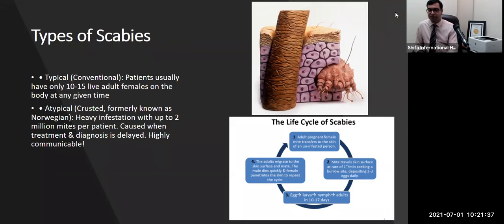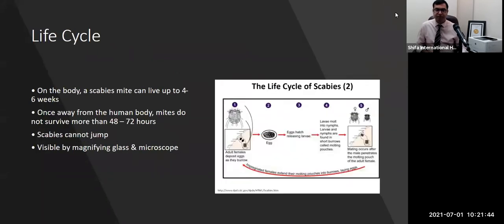So you can see the schematic diagram showing where the scabies might hide and the life cycle of the scabies as well. Usually the scabies mite can live up to 4 to 6 weeks, but one, it cannot jump. Second, it cannot survive more than 3 days away from the human body. So please do think about it. It's not like somebody in the room quite far away from you will give you the infection.